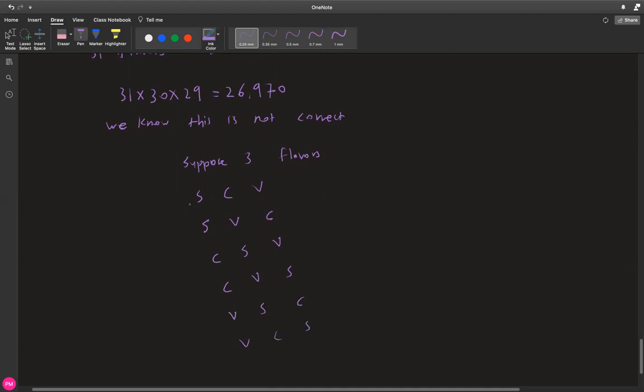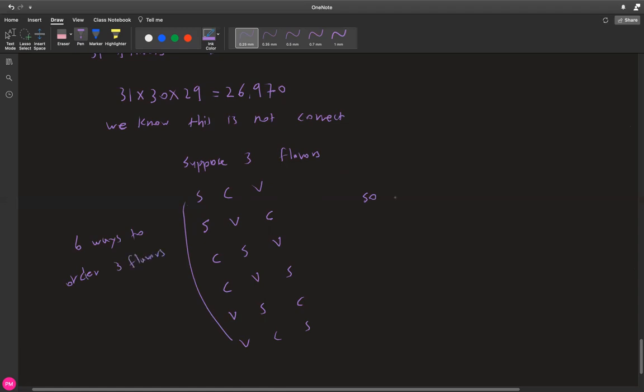So here, suppose you're choosing strawberry, chocolate, and vanilla flavors, and all of these 6 options that we have are in fact the same options. They are the same combinations of ice cream. So in reality, there are 6 ways to order 3 flavors.